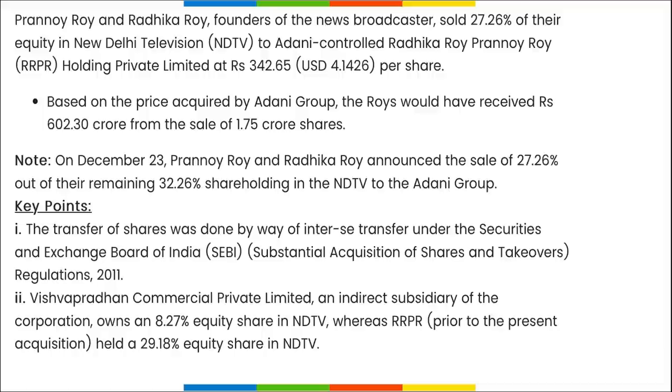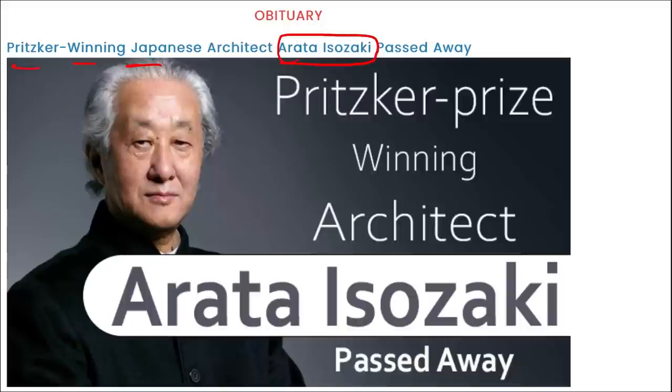Next is Pritzker winning Japanese architect Arata Isozaki has recently passed away. I repeat, first of all, remember the Pritzker Prize. This is given to an individual in the field of architecture. So, Pritzker winner, Japanese architect Arata Isozaki has recently passed away. As you can see him in the picture, he was a very famous architect. He was from Japan. He was born in 1931. And he was also a Pritzker Prize winner, and he recently passed away.